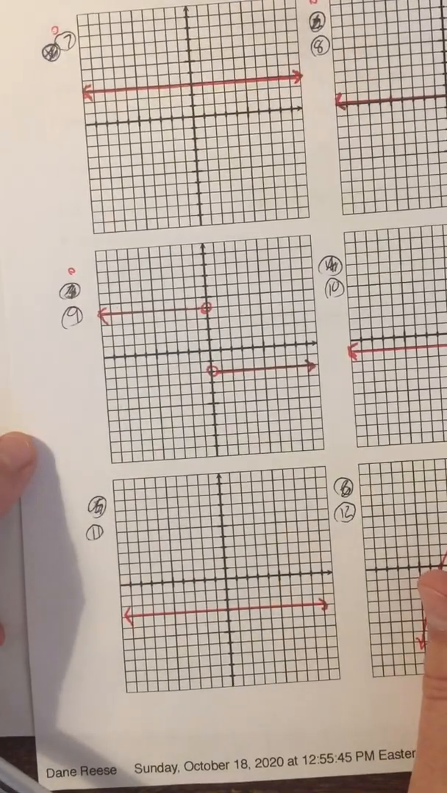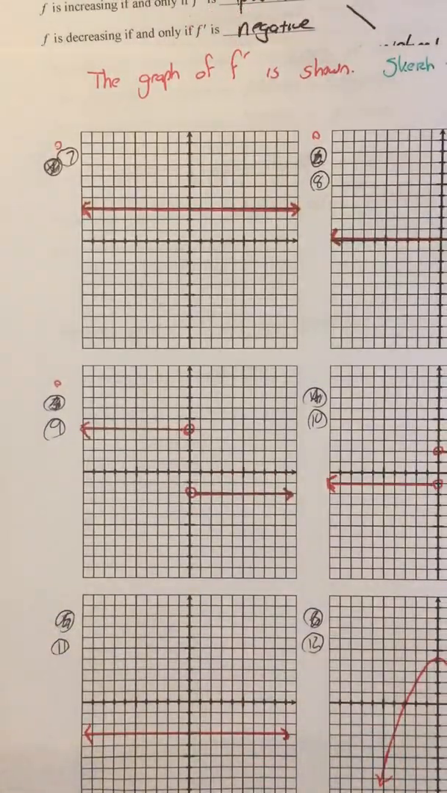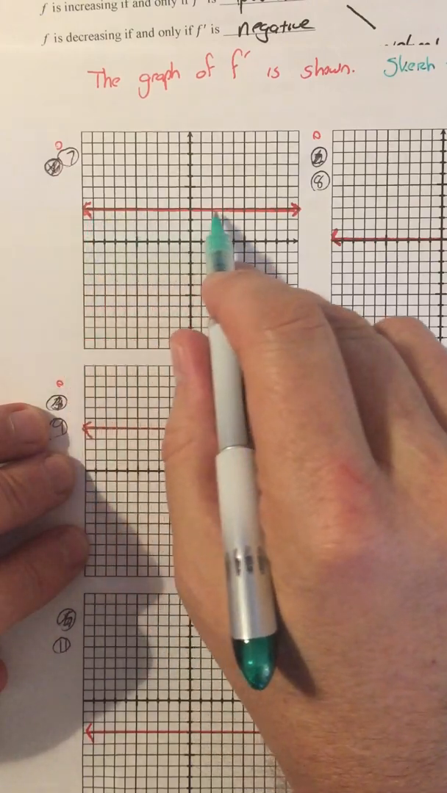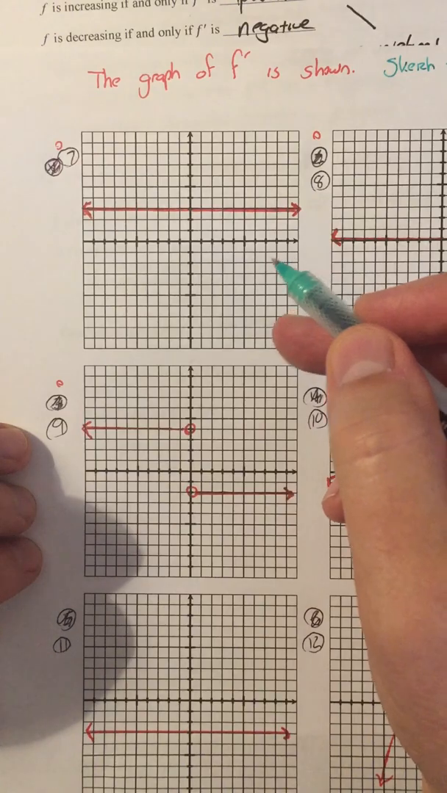Look at number 7. What do you think about number 7? Take a think about number 7. What do you think the graph looks like? Okay, so we know that since f prime is constant, so it's degree 0, f is going to be degree 1. It's going to be linear.